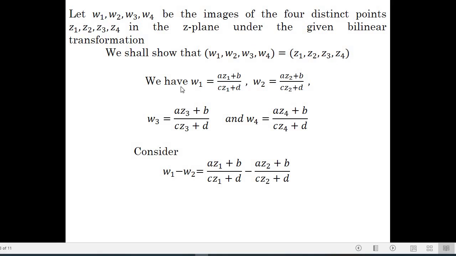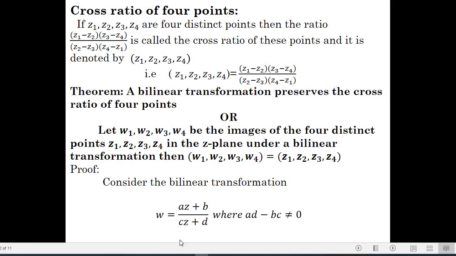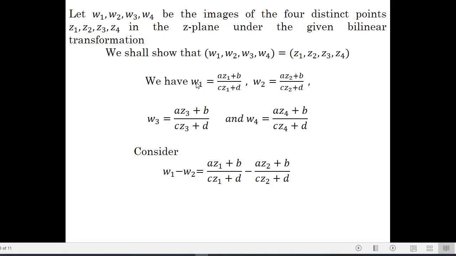To prove this, we substitute Z1 and W1 in the bilinear transformation. That is, here we have defined the bilinear transformation. In this, in place of Z we substitute Z1. Correspondingly W becomes W1. If we replace Z by Z1, W becomes W1. So correspondingly we get W1 is equal to AZ1 plus B divided by CZ1 plus D.